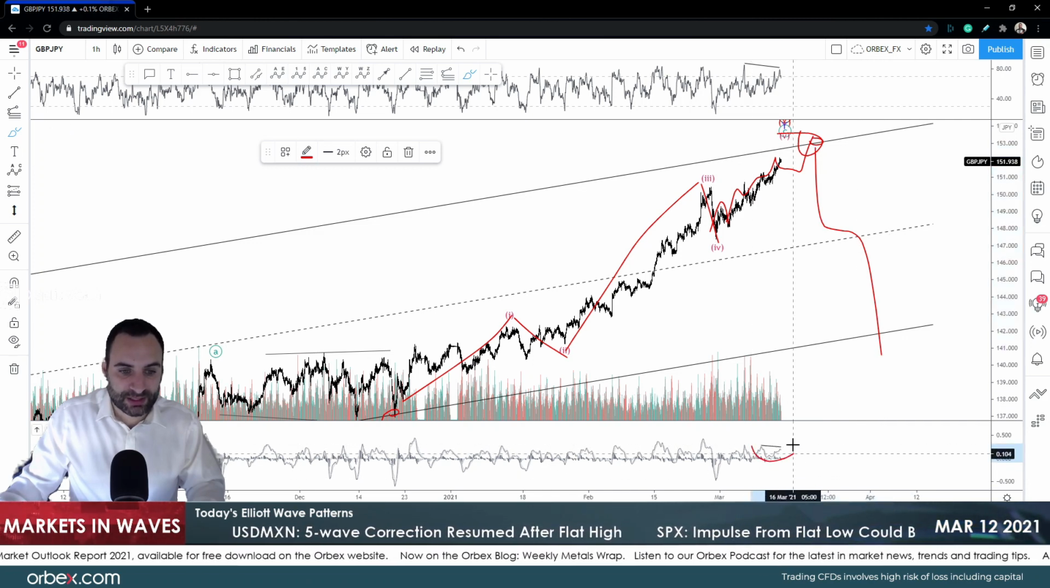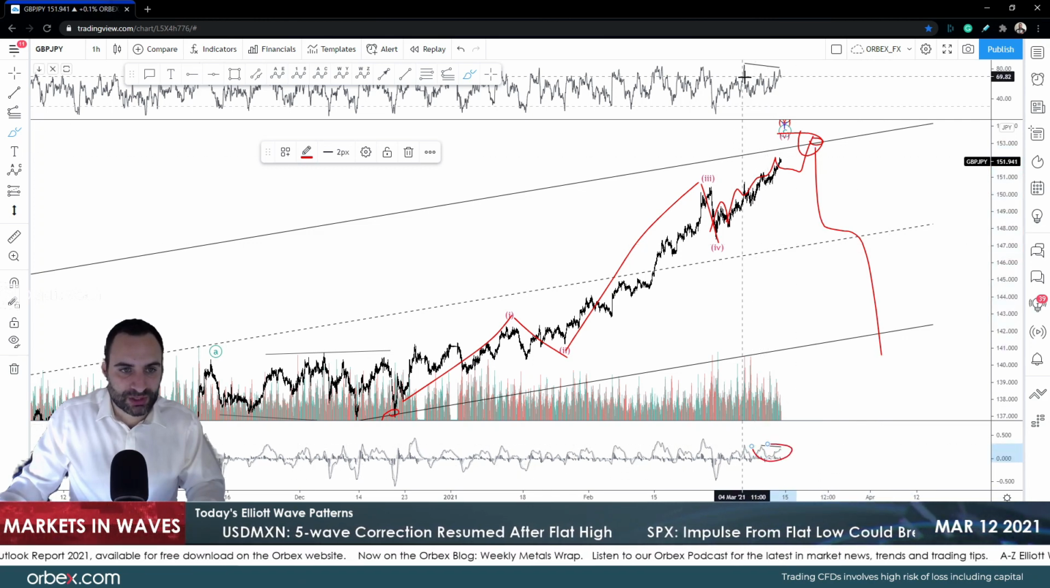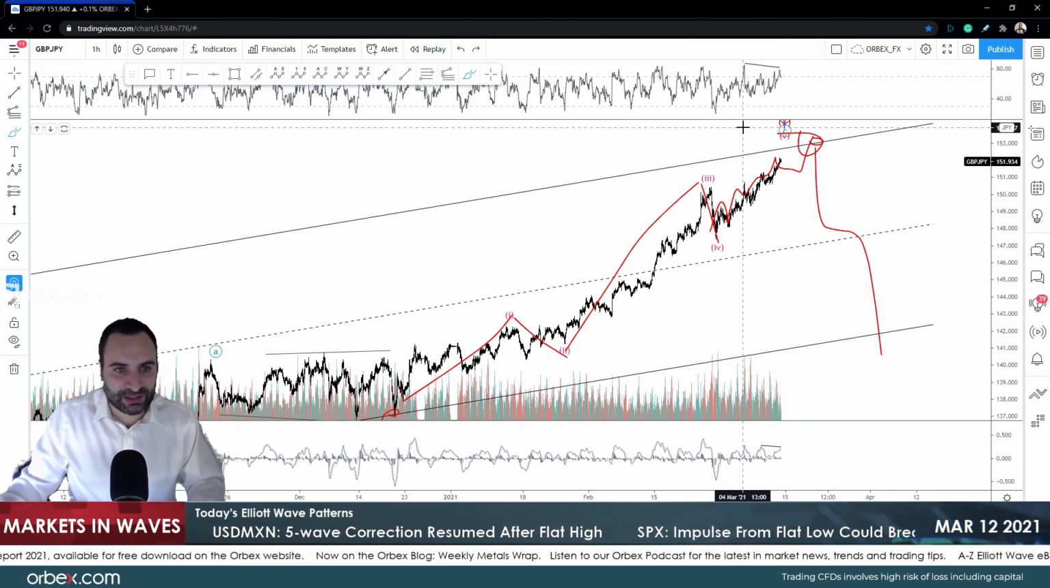Now, do we get signals for a downside? It's a very short signal here on the MACD, on the RSI as well.